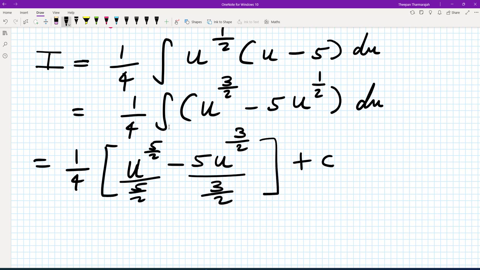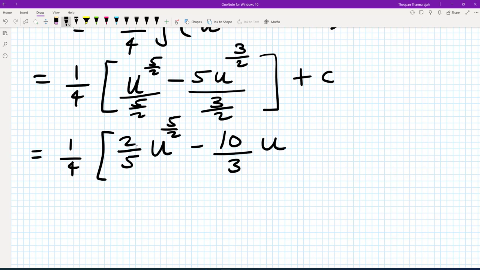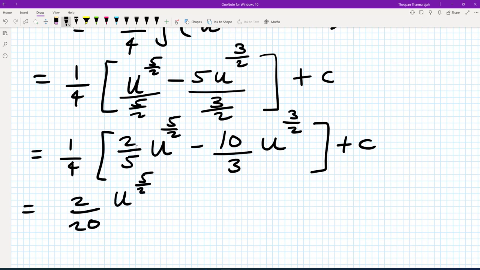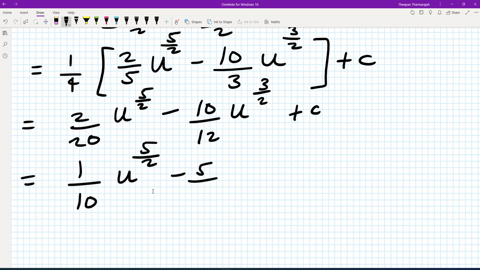plus the arbitrary constant. Then I will get a quarter times the following: 2/5 times u to the power of 5 over 2 minus 10 over 3 u to the power of 3 over 2 plus the arbitrary constant. Multiplying everything by a quarter, if I do that in full, I will get 2 over 20 u to the power of 5 over 2 minus 10 over 12 u to the power of 3 over 2 plus c. And therefore we're going to do a simplification. So we get 1 over 10 u to the power of 5 over 2 minus 5 over 6 u to the power of 3 over 2 plus c.